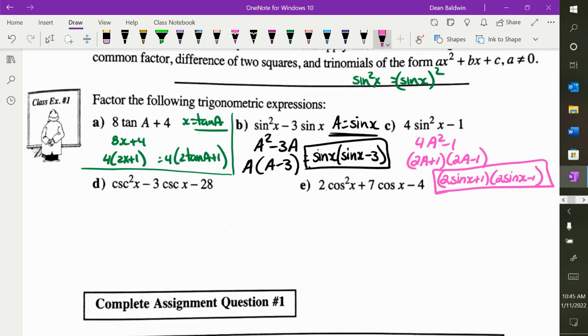All right, the next one is more of your standard factoring that you're used to. Trinomials. So it's got cosecants. I'll get rid of those or use a is equal to cosecant x. So I end up with a squared minus 3a minus 28. How do you factor something like that?